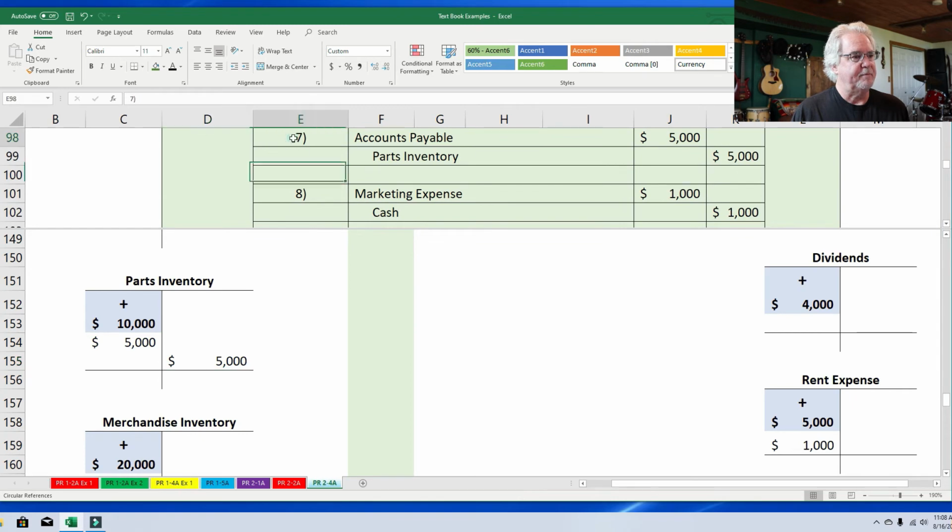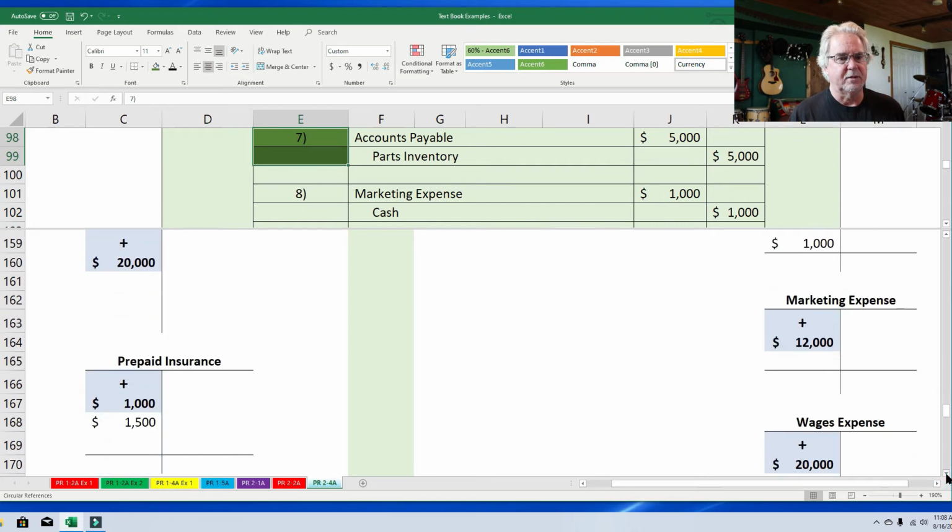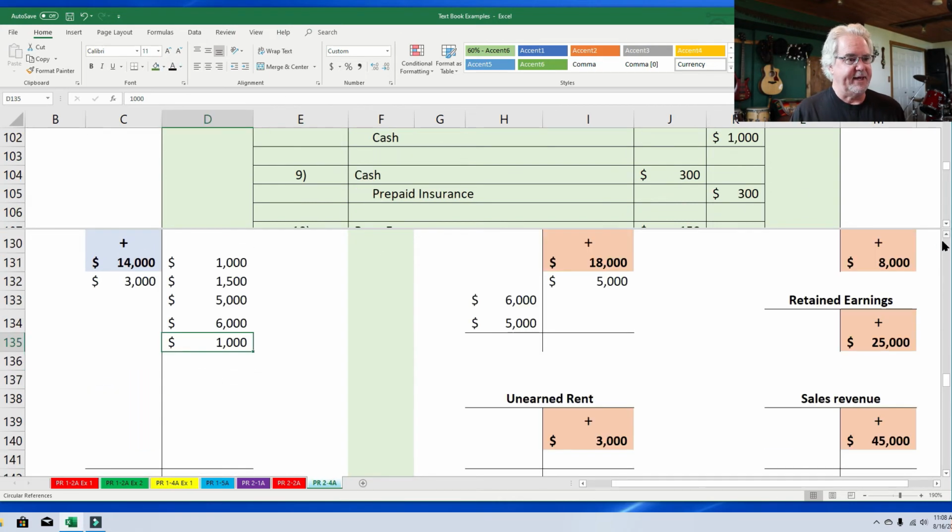Transaction, got to mark that off. There we go. Transaction number 8, marketing expense, $1,000. So that's good. It's always on the left-hand side. Cash on the right-hand side for 1,000. Cash on the left-hand side for 300.